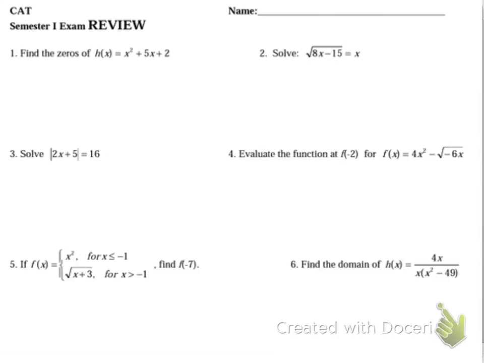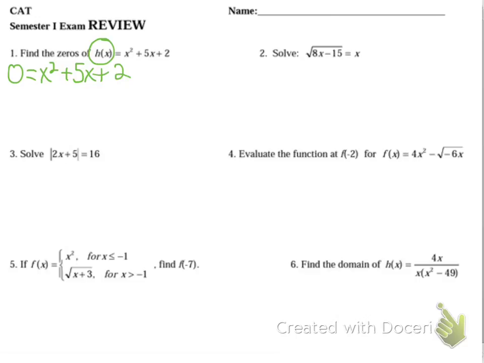So here we go. Find the zeros of h of x equals x squared plus 5x plus 2. Zeros are also known as roots or solutions, and what they are ultimately are x-intercepts, where your graph crosses the x-axis, which means they don't move any up or down, they only move left or right. So your y value, or h of x, is going to have to be 0. So I get 0 equals x squared plus 5x plus 2.